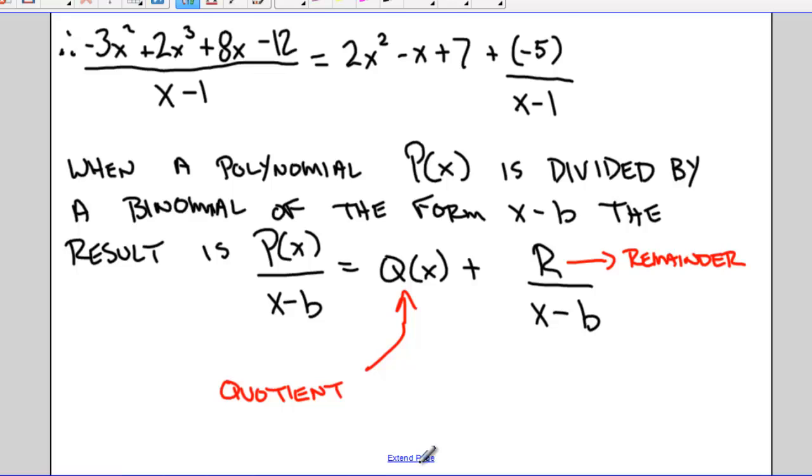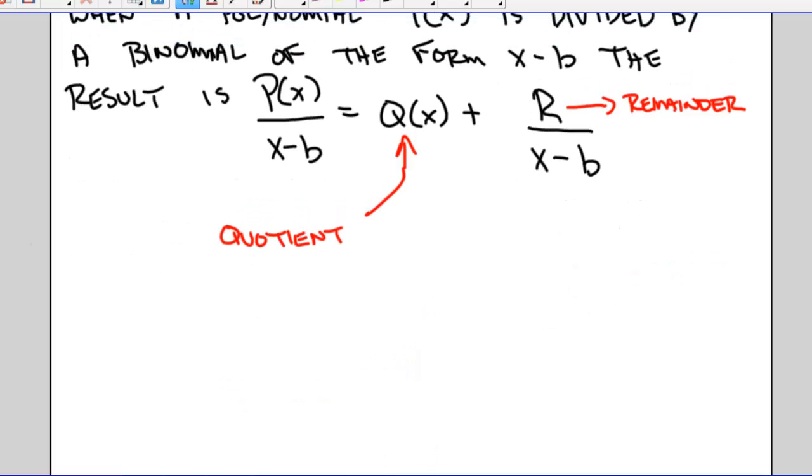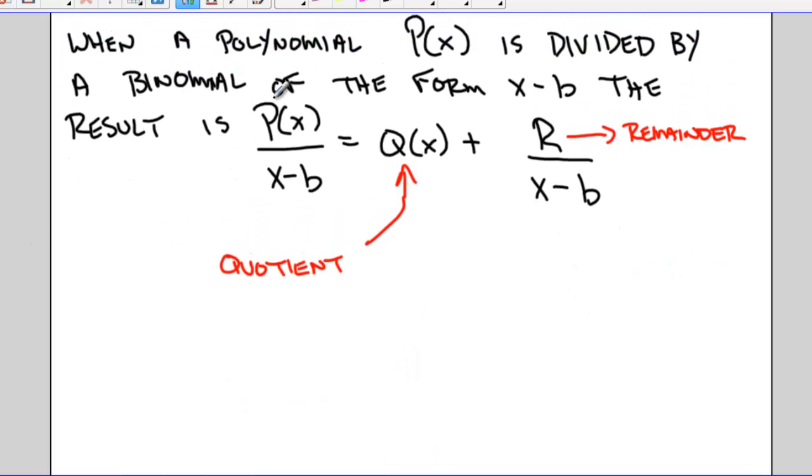and if I want to check to make sure that I've done the division properly, I could see if p of x is equal to x minus b times q of x plus the remainder.